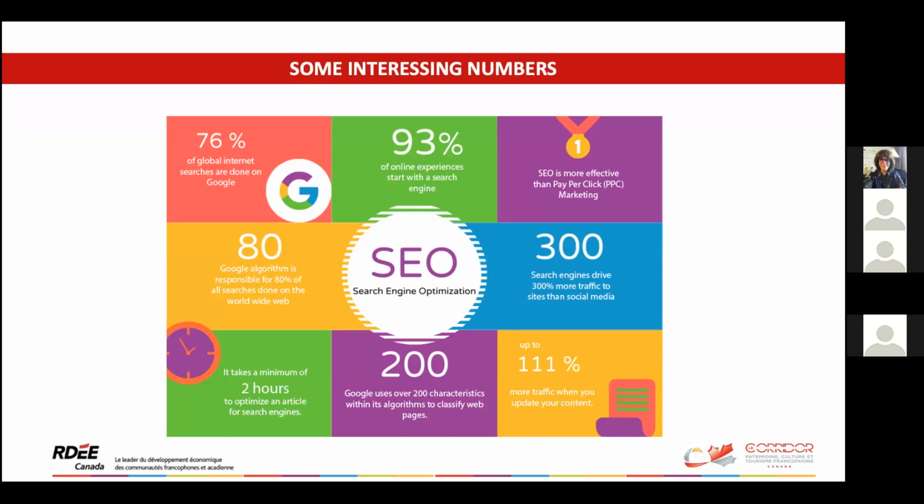Some interesting numbers. Of course, they're more than numbers, but I want you to look at search engines. They drive 300% more traffic to your website than social media. So if your Facebook is just to show something that's going on at your place, and you do not expect people to go to your website after that, it's okay. But if you want to use Facebook to drive your customers to your website, you better work on your search engine optimization. It will work much better. Also, search engine optimization, natural referencing, is more effective than pay-per-click marketing.